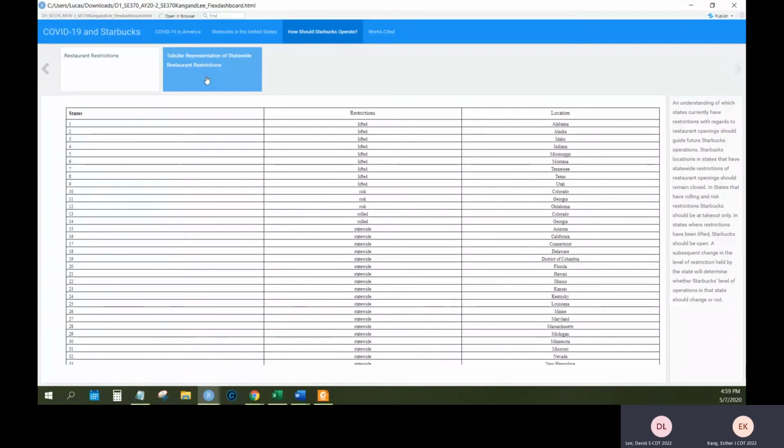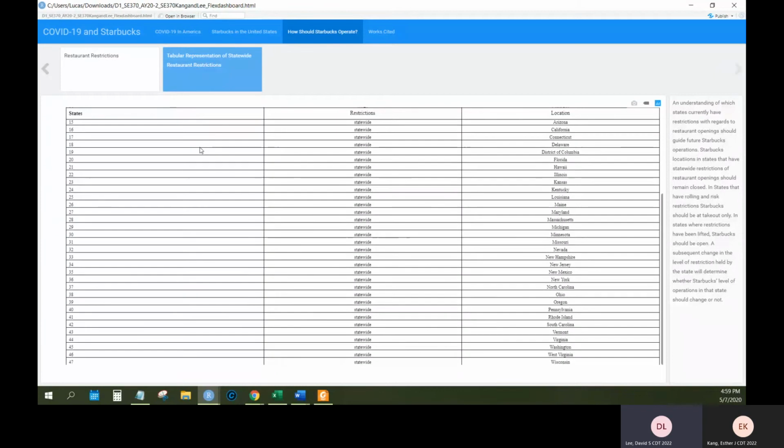Here, to gain a specific understanding as to which states have which restrictions, we have this plot right here, which is in tabular format to understand which specific states have restrictions. So as you can see, for example, Alabama has lifted their restrictions. So we would recommend, both now and in the future, based off the restrictions the state has on their restaurants, that will determine how Starbucks in those states should operate.